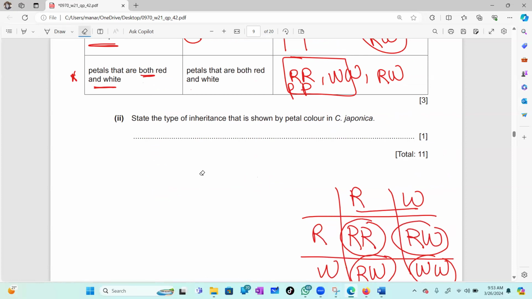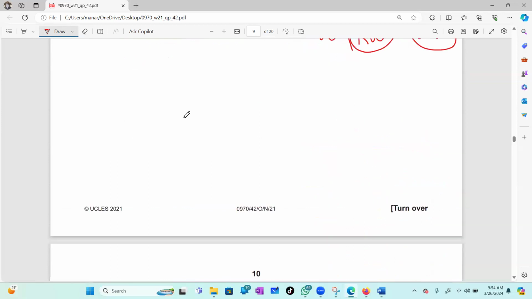Now, the type of inheritance shown by the petal, we said that this is co-dominance. I hope you all understand that this is co-dominance, not incomplete dominance. I want you to forget incomplete dominance because honestly, I've never seen a question that asks about incomplete dominance, even though it is in your syllabus. It's always asking about co-dominance. It's always giving you this example or the blood group example. So always choose co-dominance.